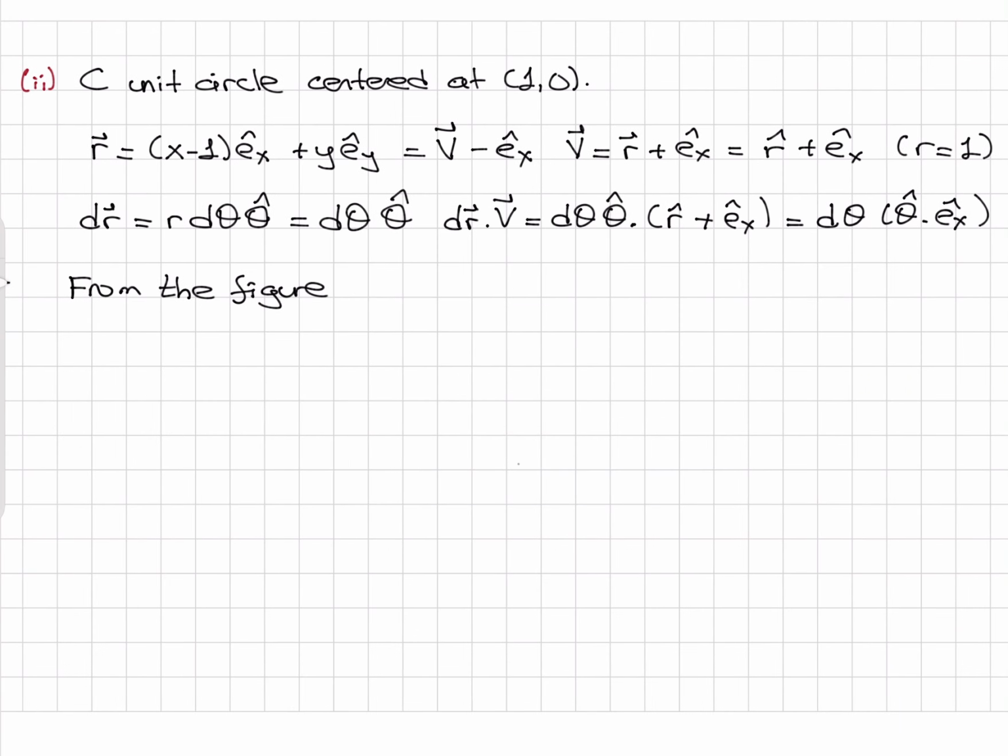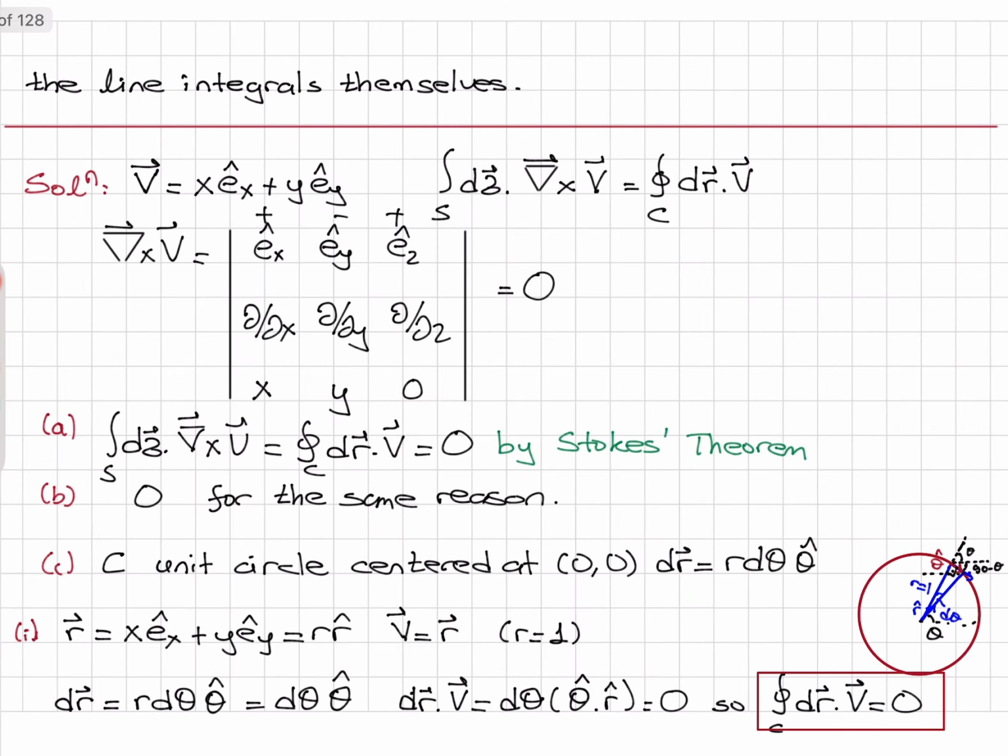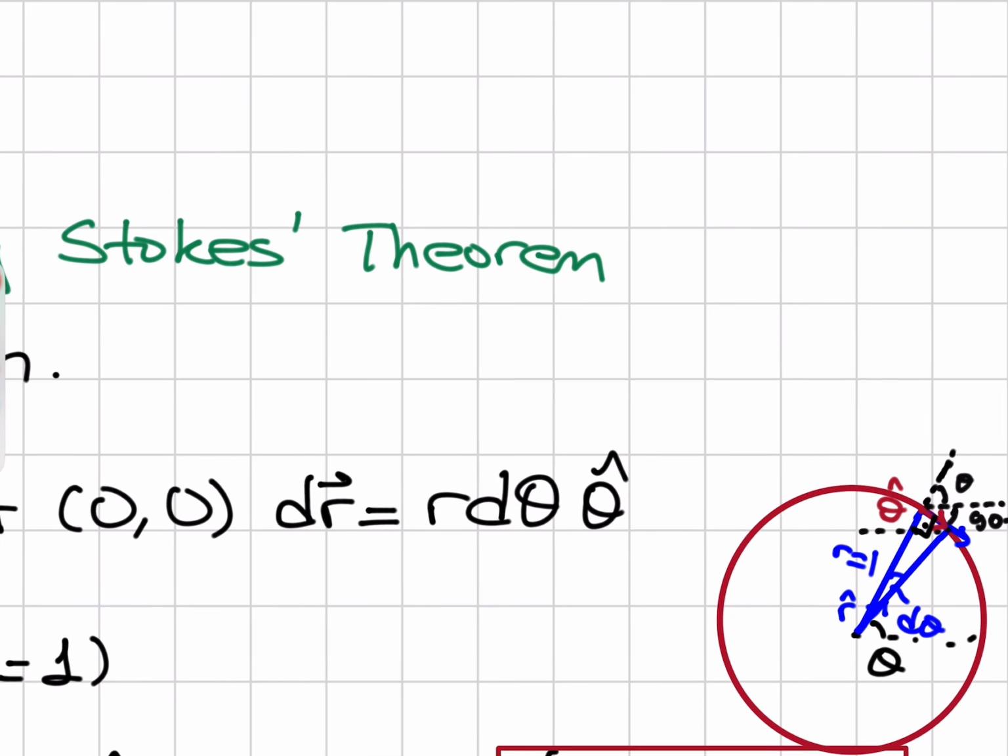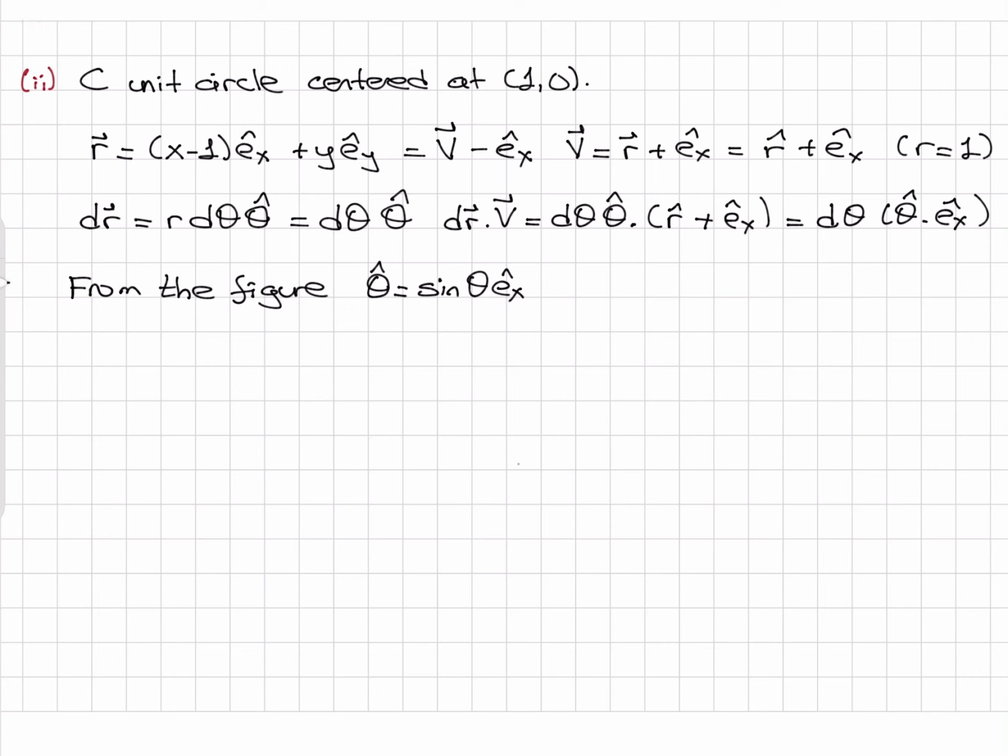So I can write theta hat is equal to sine theta in the ex hat direction, and its y component is sine of 90 minus theta, which is cosine theta in the minus y hat direction. So this is minus cosine theta ey hat. So I see that theta hat dot ex hat is equal to sine theta.